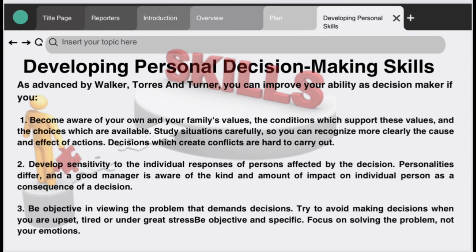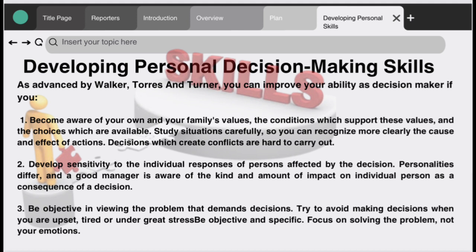Number two, develop sensitivity to the individual responses of persons affected by the decision. Personalities differ, and a good manager is aware of the kind and amount of impact on individual persons as a consequence of a decision. Be a sensitive individual to the people who will be affected by the decision you are making. Number three, be objective in viewing the problem that demands decision.